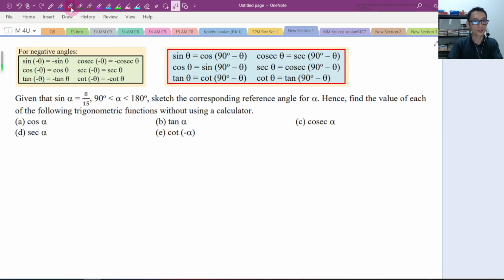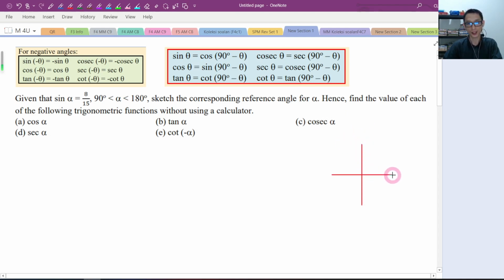Now let's look at this example. Given that sine alpha is equal to 8 over 15, and given alpha is greater than 90 degree, less than 180 degree, it means that it is in the second quadrant. Sketch the corresponding reference angle for alpha, hence find the value of each of the following trigonometric functions without using a calculator. Okay, now let me sketch a diagram first.